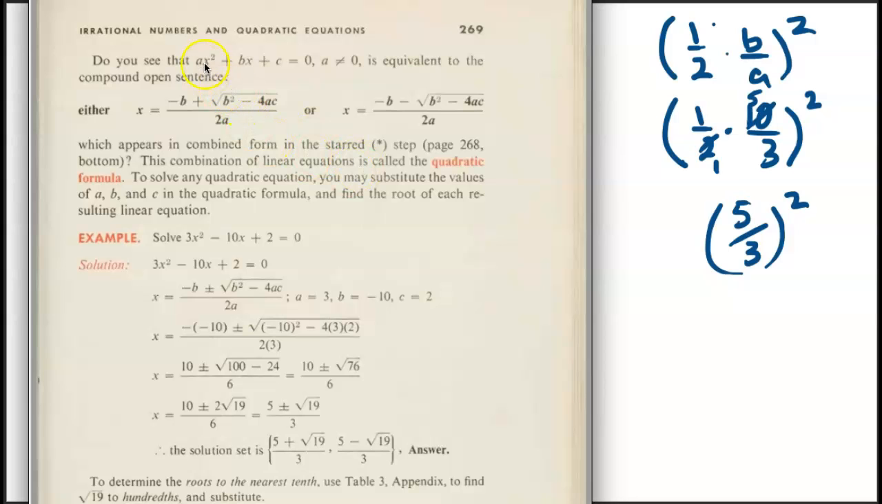And it says, do you see that ax squared plus bx plus c equals 0, where a does not equal 0, is equivalent to the compound open sentence either x equals this or x equals this, which appears in combined form in the starred step. Look at the previous page, bottom of the right-hand column, just above that, as the combined form, the negative b plus or minus square root b squared minus 4ac over 2a. This combination of linear equations is called the quadratic formula.